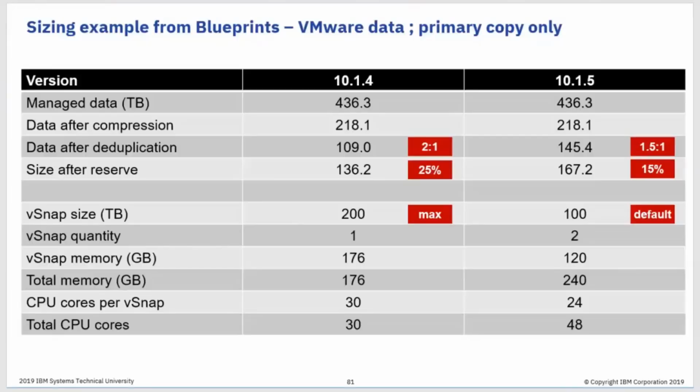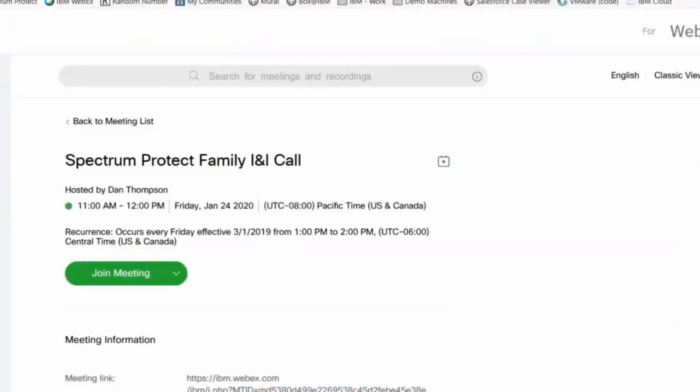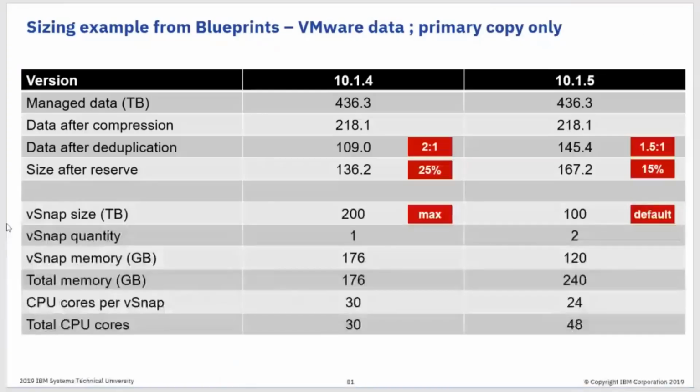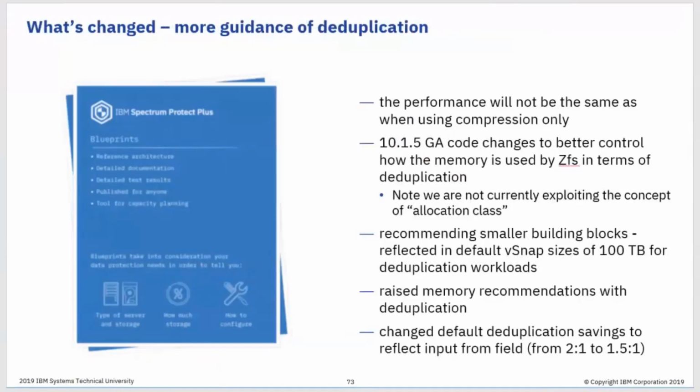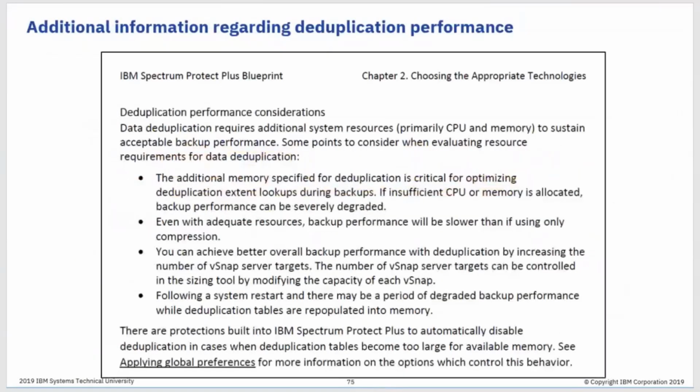Blueprint document now has some clear wording that says if you're going to use deduplication, you have to have the expectation that you'll have less performance than if it were compression only. Our goal here with this eFix we have upcoming with some deduplication enhancements is to allow, when you are using deduplication, that you can sustain performance that is half of what you would get if you were only using compression.